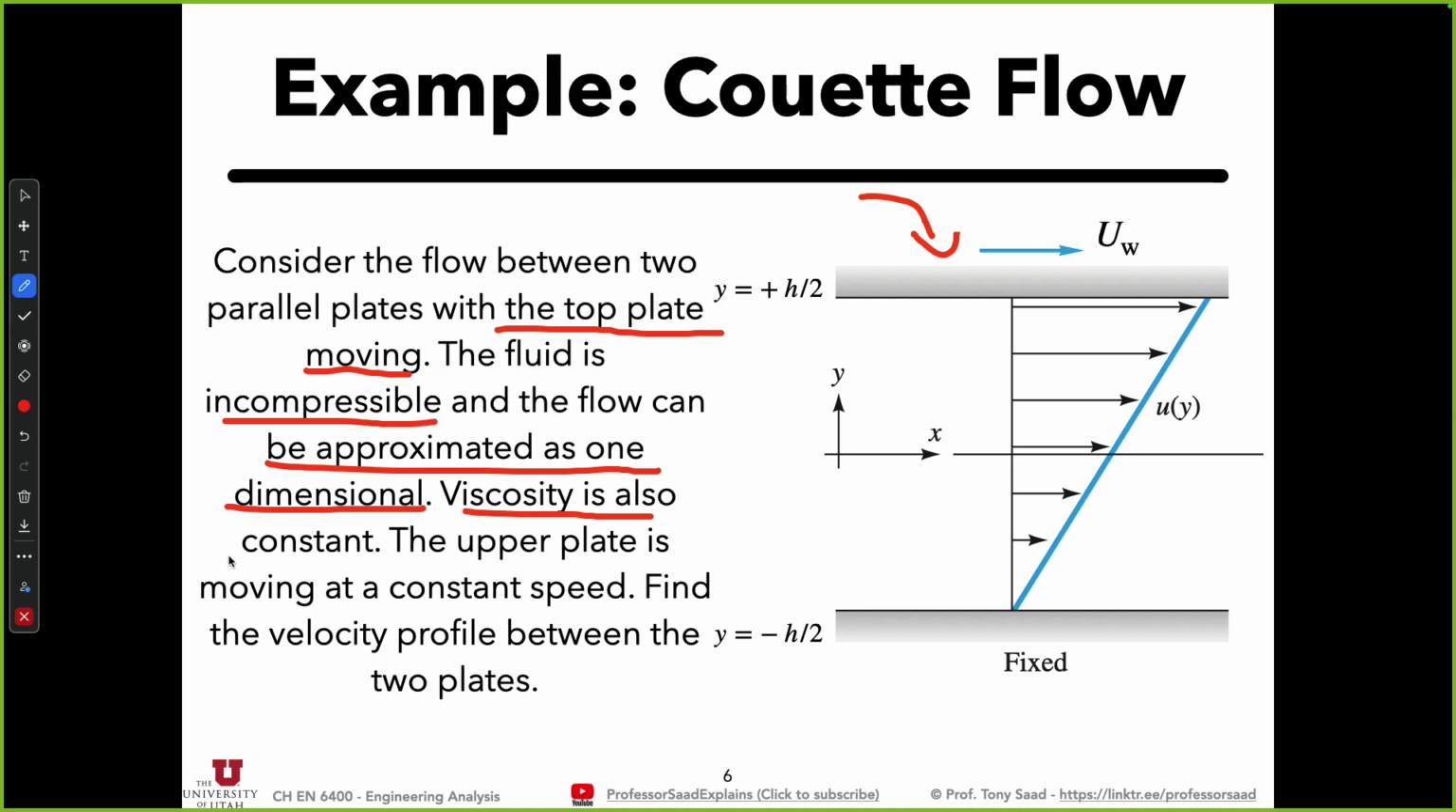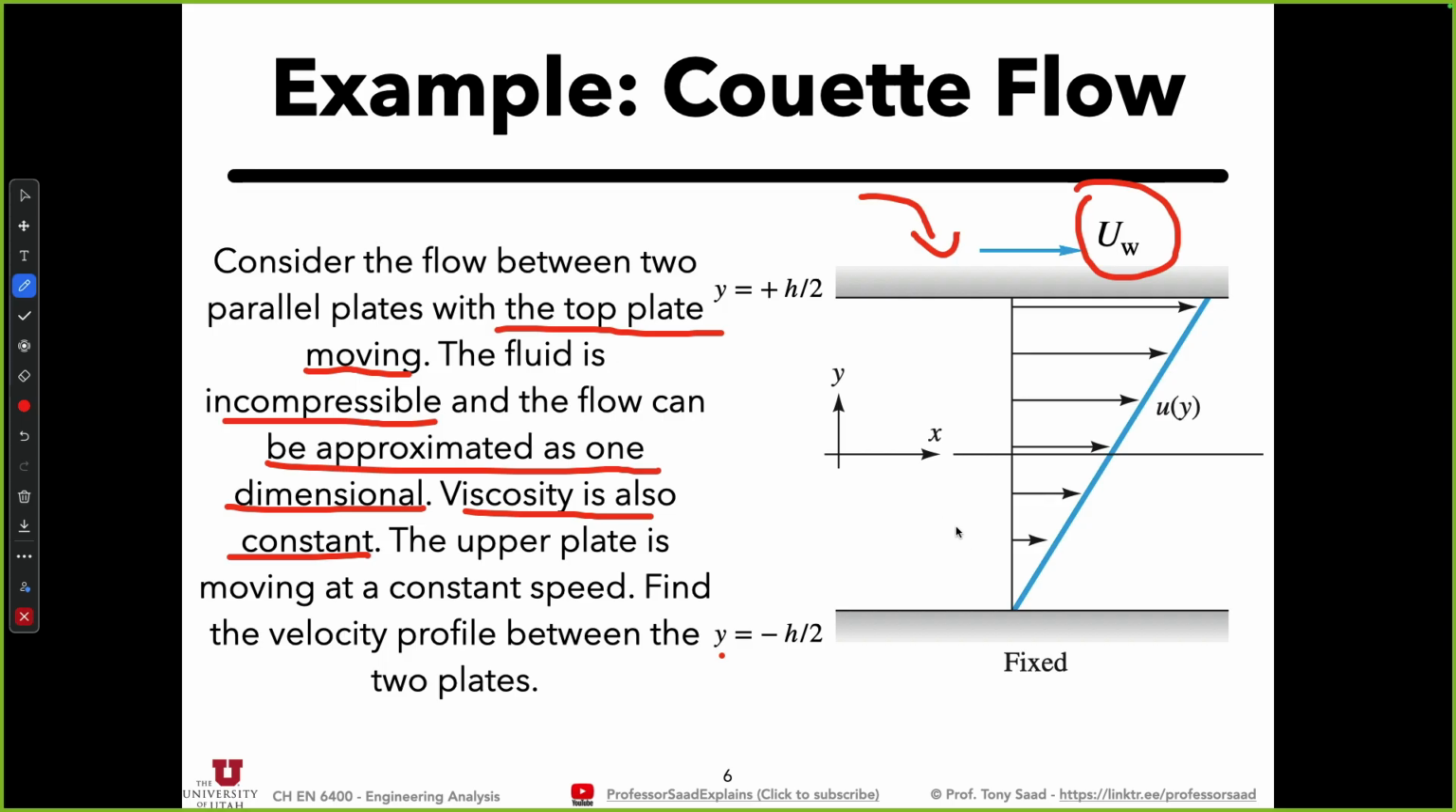Viscosity is also constant. That nails it. So that tells us definitely we are dealing with the Navier-Stokes equations in Cartesian coordinates. The upper plate is moving at a constant speed u wall. So that's given to us. Find the velocity profile between the two plates. Okay, between the bottom plate and the top plate.